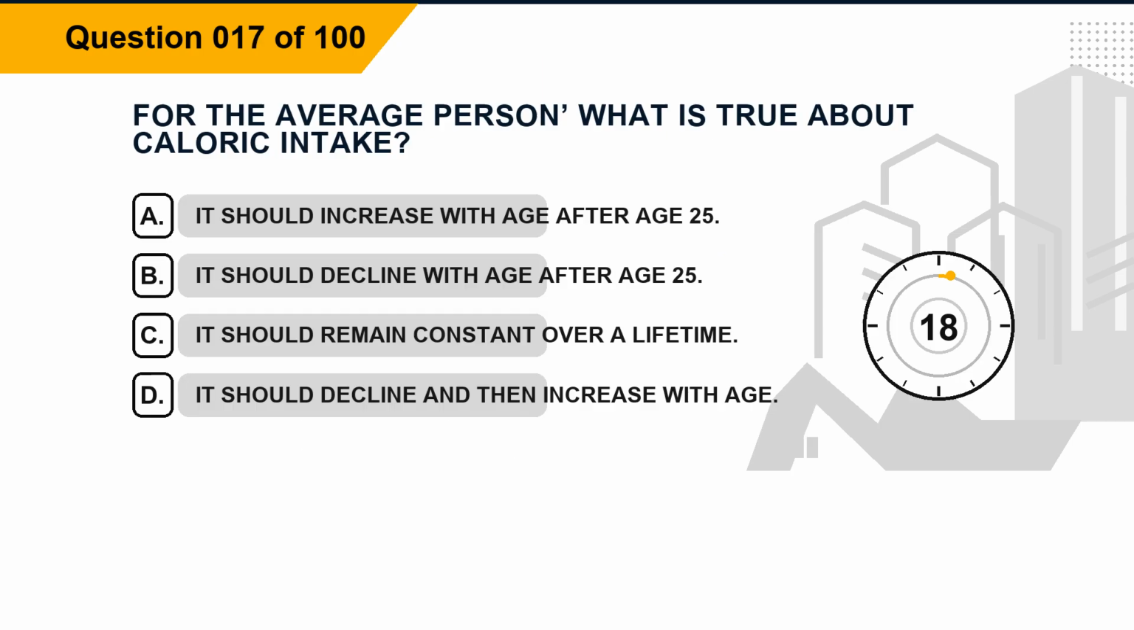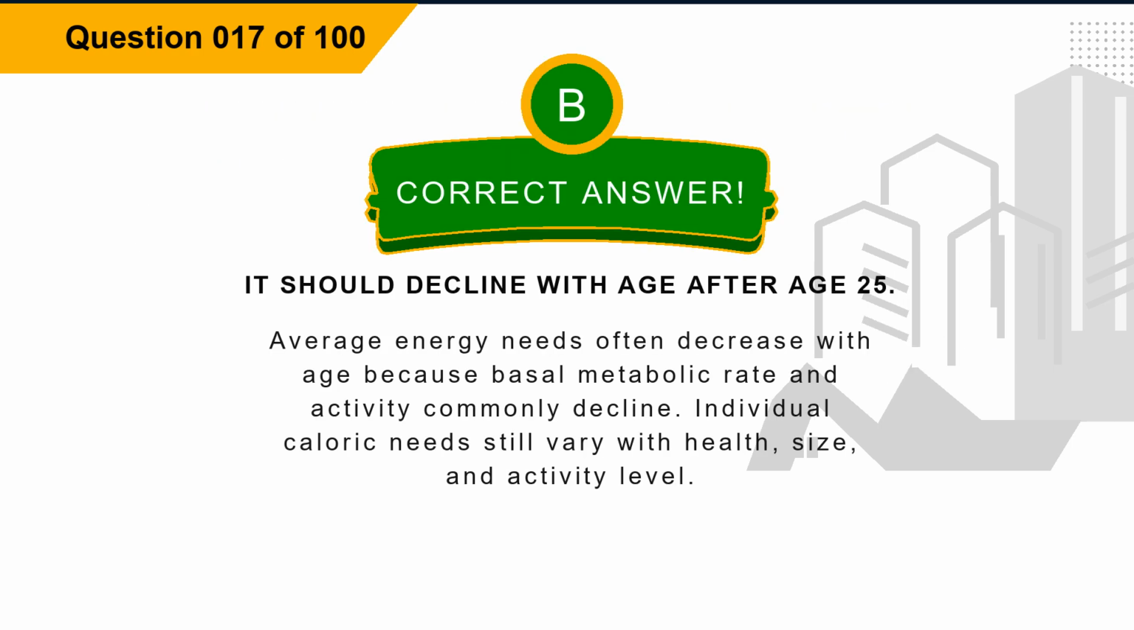Question 17. For the average person, what is true about caloric intake? Option A, it should increase with age after age 25. Option B, it should decline with age after age 25. Option C, it should remain constant over a lifetime. Option D, it should decline and then increase with age. The correct answer is option B. It should decline with age after age 25.